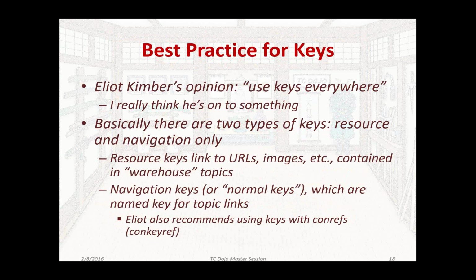This is something that I know Eliot has only fairly recently, within the past six months or so, really started to advocate. You should really stop thinking about using direct addressing for things and use indirect addressing for just about everything, including keys. And he talks about two types of keys: resource and navigation only, where resource keys link to things like URLs, images, and whatever you have in, let's say, a warehouse topic, the things that you link to, and then the navigation keys or nominal keys, which are name keys for topic links. He also recommends using keys with conrefs, in other words, conkeyref.